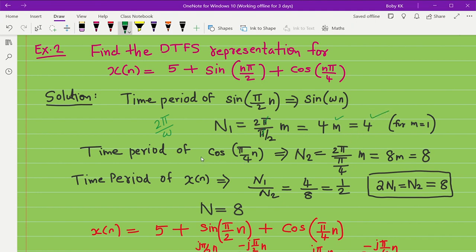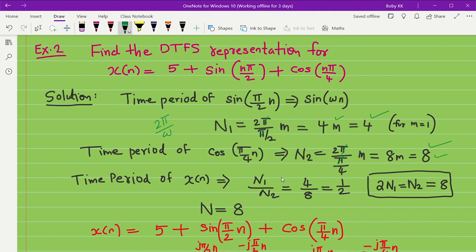Now the time period of the second component, that is cos pi by 4 into n. So omega equal to pi by 4, 2 pi by omega, 2 pi by pi by 4. So this pi and pi get cancelled. 4 goes to the numerator, 4 times 2, 8 times m, so m equal to 1 is taken. So for the first signal the time period is 4, for the second one the time period is 8.